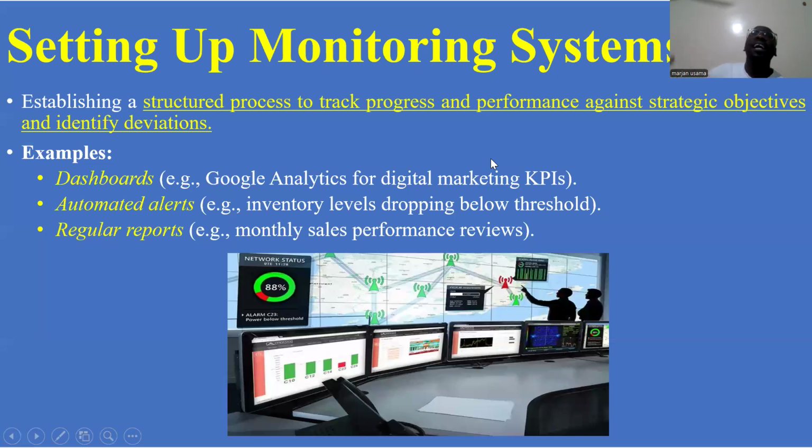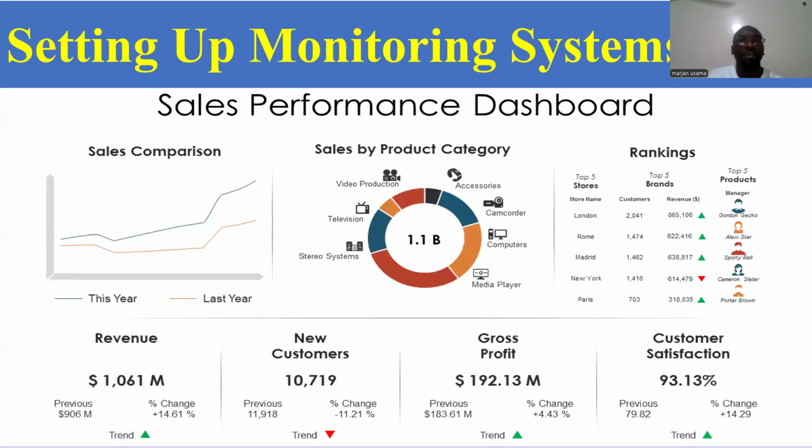Many companies normally have different ways of tracking. You have dashboards, automated alerts, regular reports, monthly reports, and inventory levels, and it is automated. So if you are in a company, you can easily know, wow, my stock has finished, I have to buy more stock. You have a system that helps you track your inventory, what is in your store, or you have a dashboard.